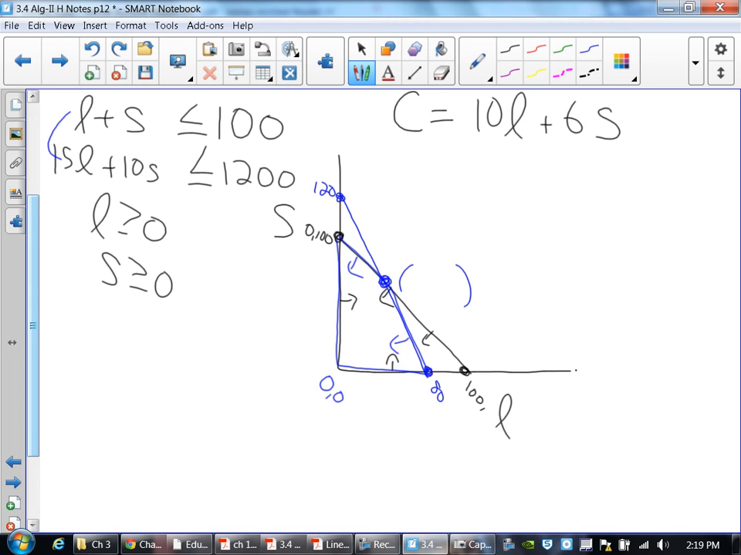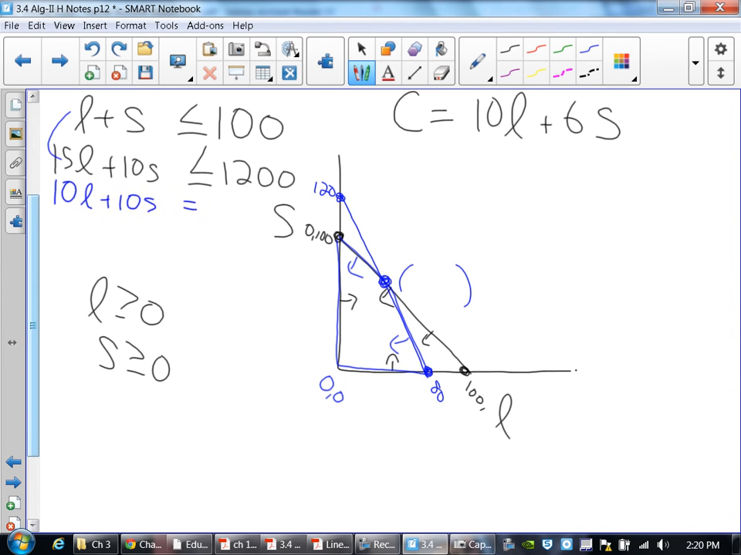This one is pretty easy to work out many different ways. Whether you want to do a scalar and subtract, or substitution, it really doesn't matter. I'm going to do a scalar. I'm going to multiply the top one by 10. So I get 10L plus 10S is 1,000. Are we okay with that? And then all I have to do now is subtract them, because I have the same coefficient with the same sign. So I get 5L is 200. I multiplied the top equation by 10 and I just rewrote it with the bottom equation.